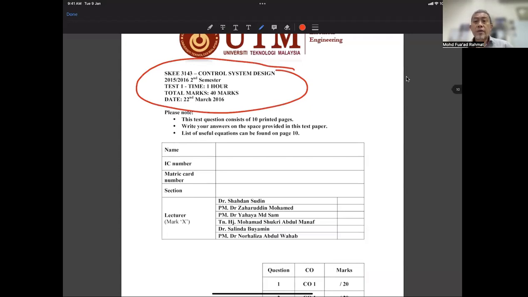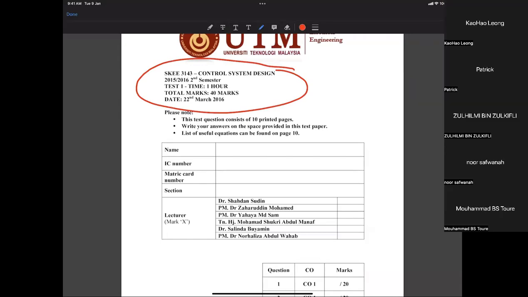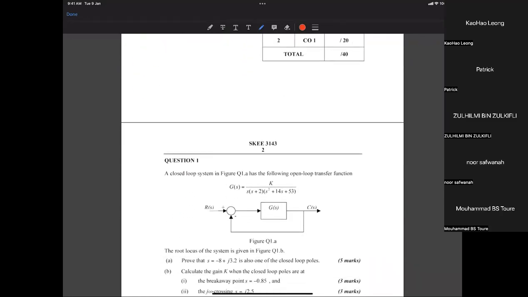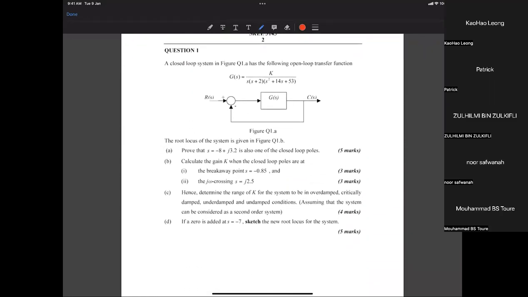Okay, guys, we continue the second part of the revisions. So I invite Patrick. Can you read the questions? Hello, Patrick. Are you there? Yes, doctor. Okay. Question 1, please.